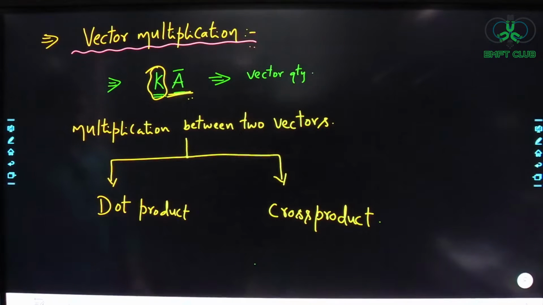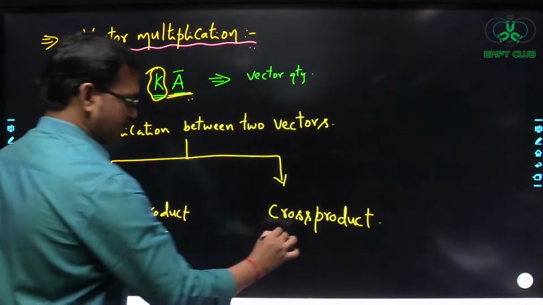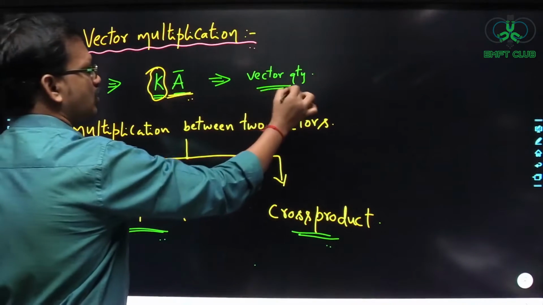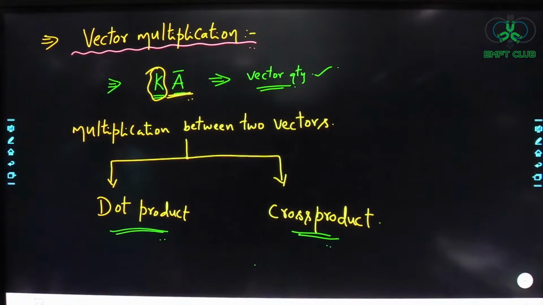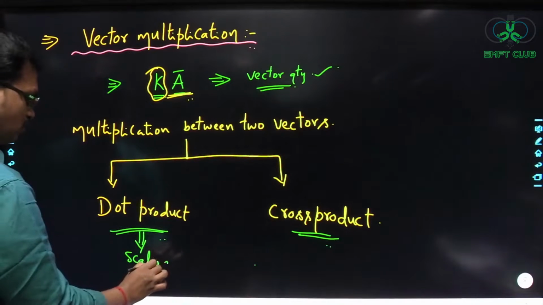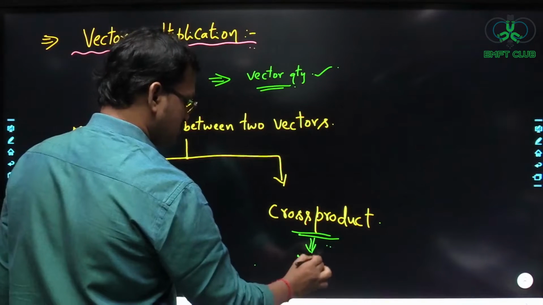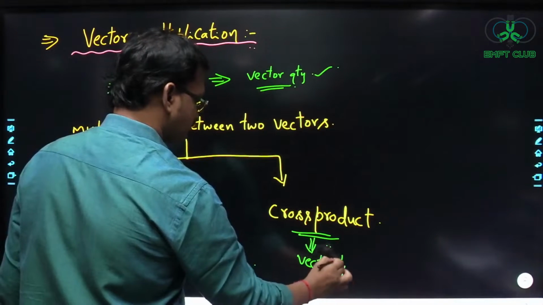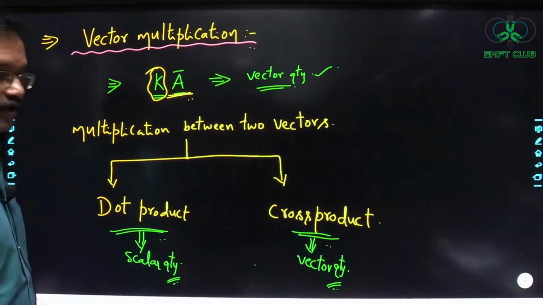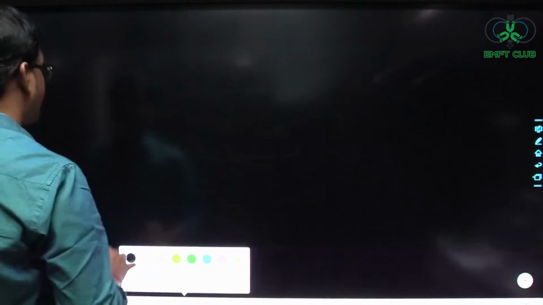So now we will see dot product and cross product in detail, right? I hope you have understood this type of multiplication. It is very simple. Now here, the resultant of the dot product, we know that it is a scalar quantity, and the resultant of the cross product, we know that it is a vector quantity, right? So next we will see the dot product here.